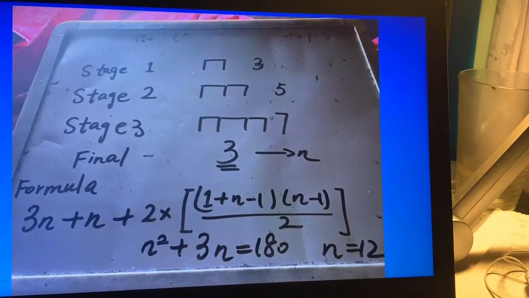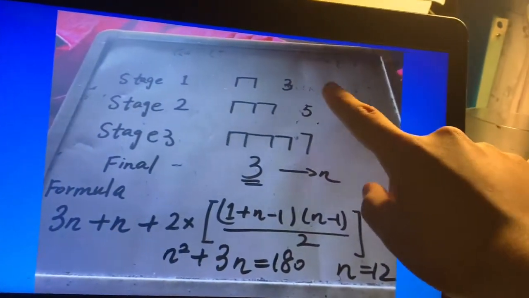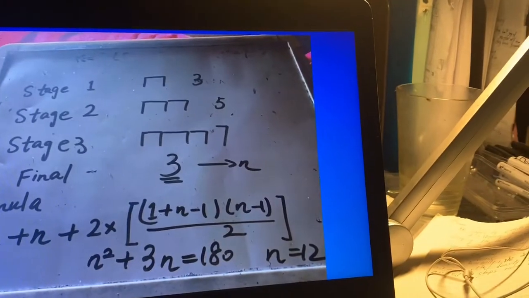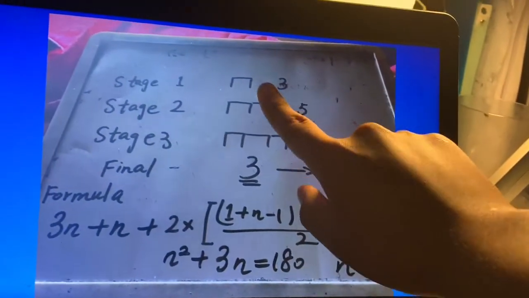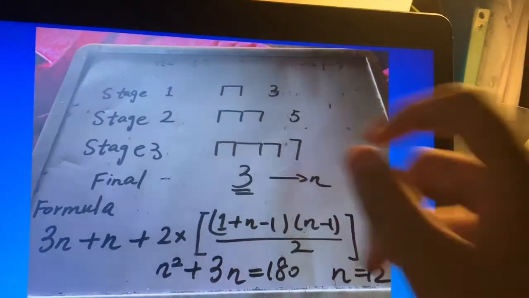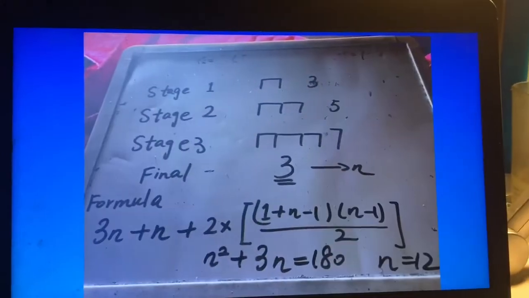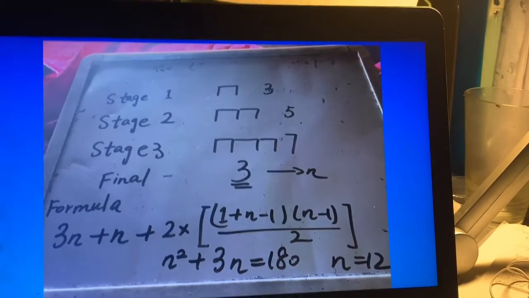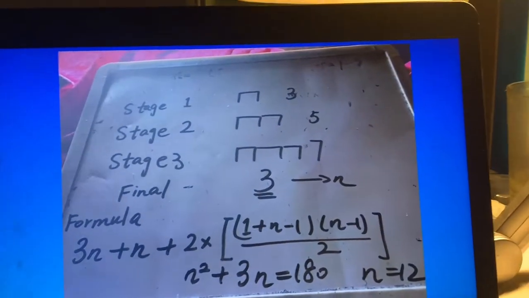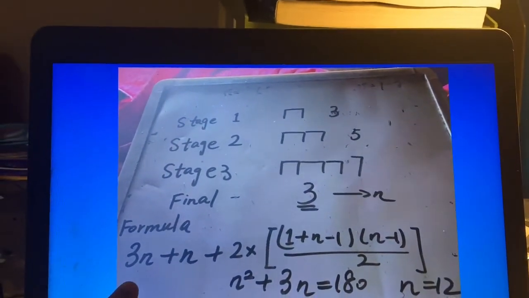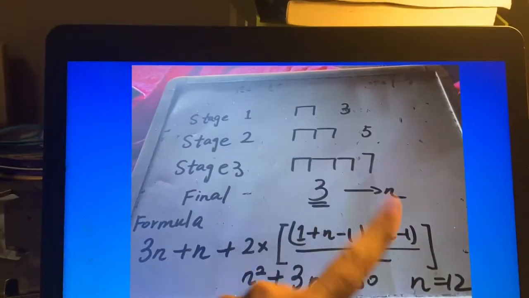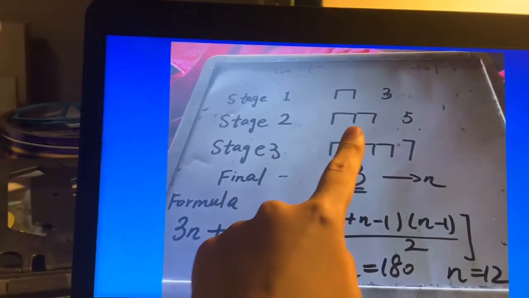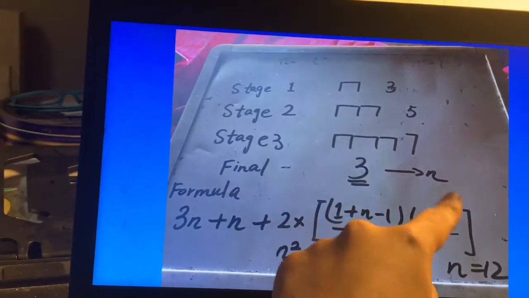So we know that each one adds 2, right? Each of them has the format of 3 plus 2x. So we take the 3 out, and we include n as the stage, so it is going to be 3n, and n is going to be the final stage. And now we are going to calculate the increase of 2 in each stage.